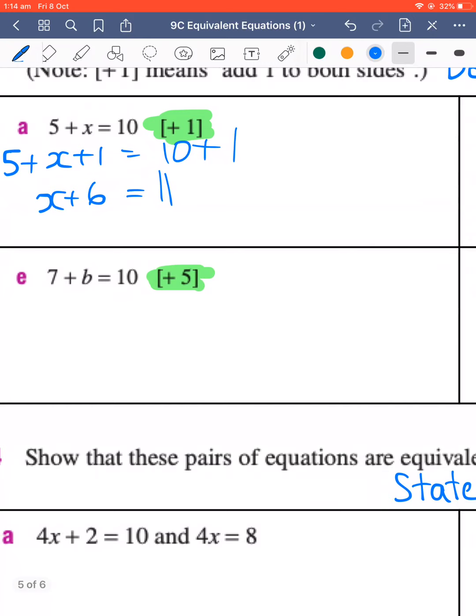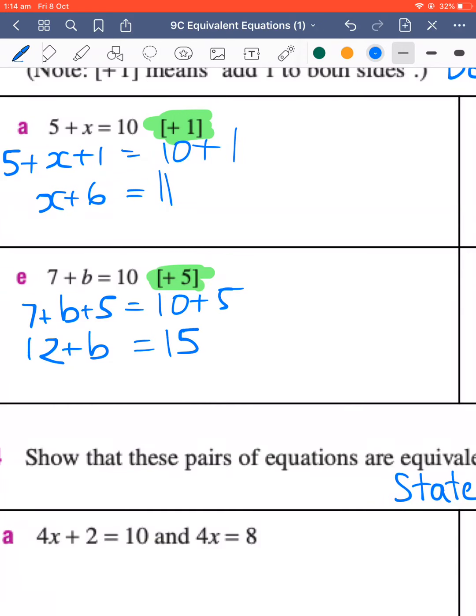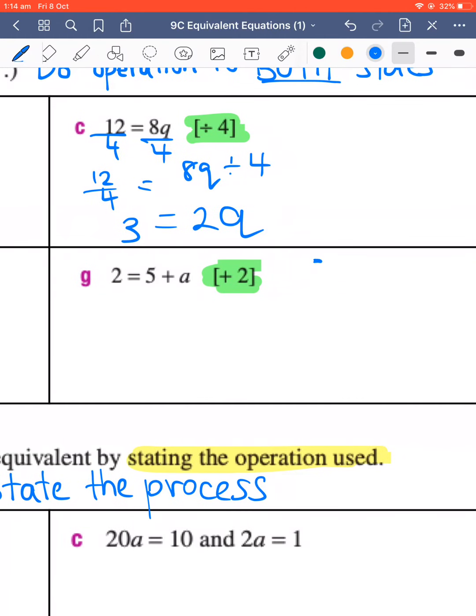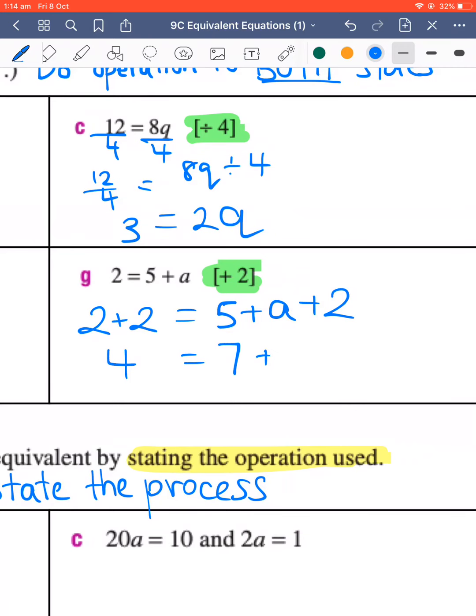Next one, I am adding 5 to both sides, so 7 plus b plus 5 gives me 10 plus 5. So I end up with 12 plus b, giving me 15, because 10 plus 5. Next one, I'm adding 2 to both sides, so I have 2 plus 2 equals 5 plus a, and again I'm adding 2. So let's simplify. 2 plus 2 is 4, 5 plus 2 is 7, plus a.